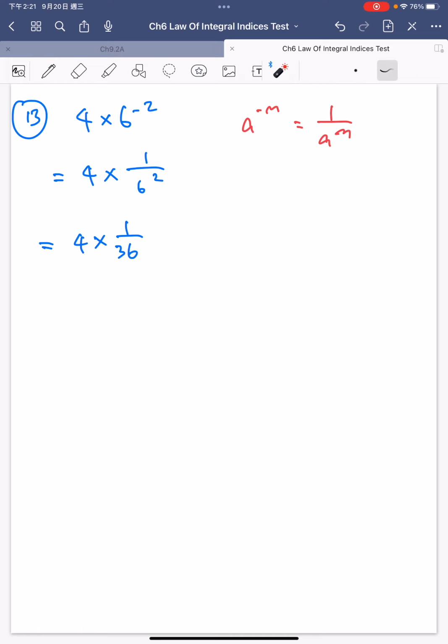Lots of students stop after doing this step. But actually, 4 and 36 have a common factor. They can simplify to become 1 and 9. So the answer should be a ninth.